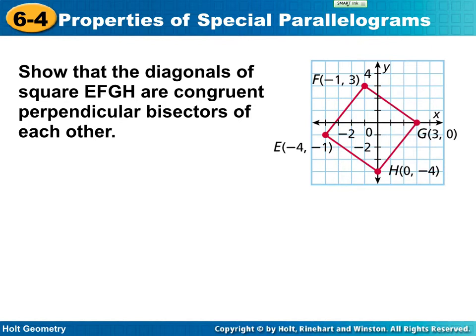Show that the diagonals of the square are congruent, perpendicular bisectors of each other. Okay, so they're telling you it's a square. Write the directions down, write the points down.